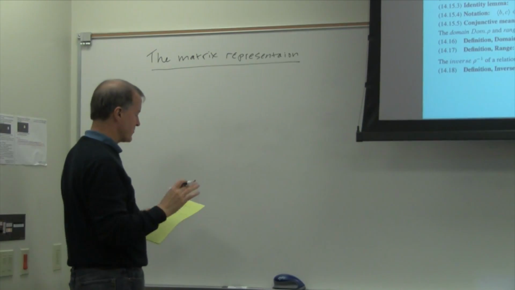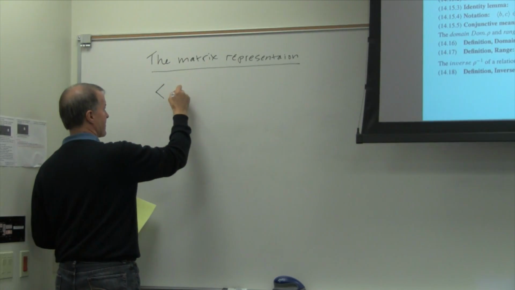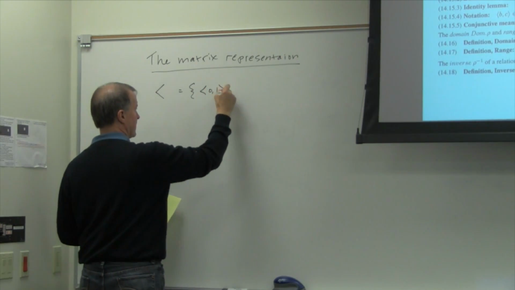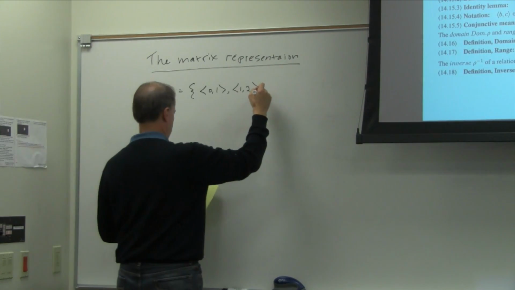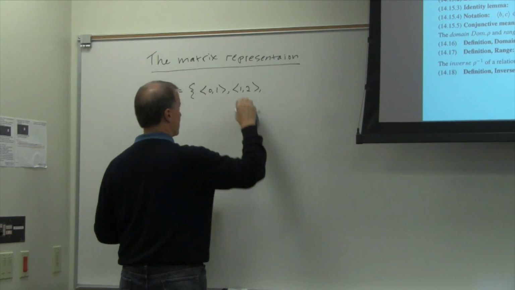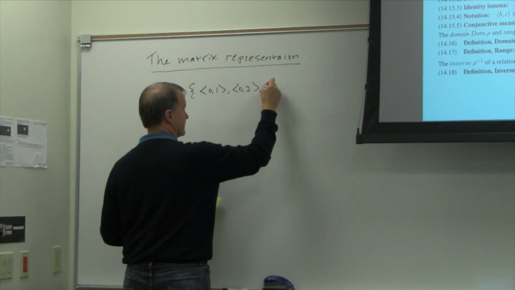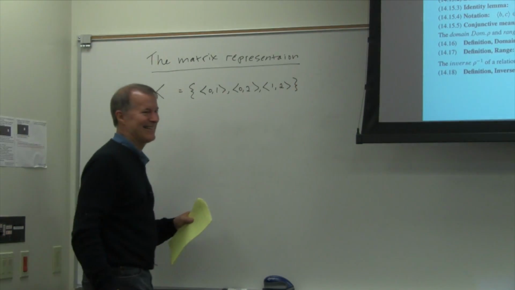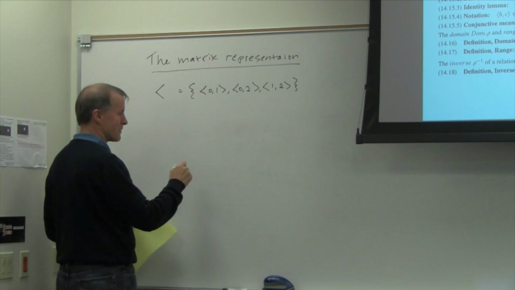And here's the way the matrix representation works. Again, if this less than relation is the set of ordered pairs (0, 1), (1, 2), and (0, 2), does it matter what order they're in? It doesn't. You knew that. I know, I'm just making sure. Okay, now here's the matrix representation.